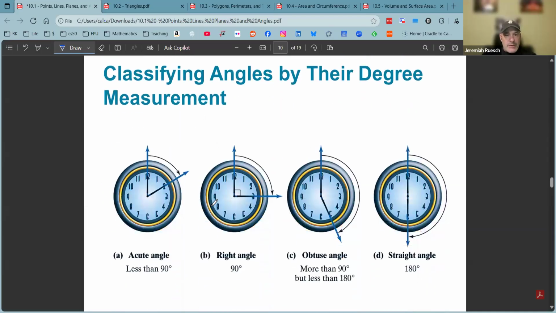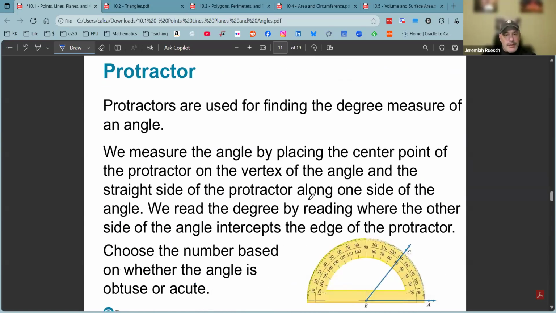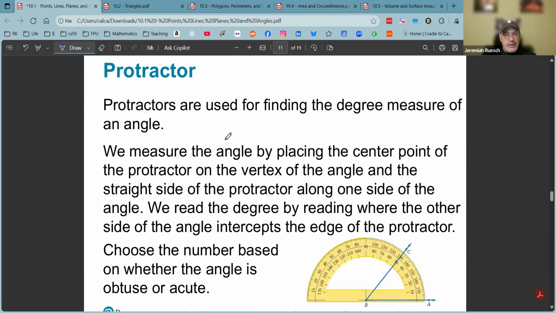Measuring angles by their measurement. Again, that's less than 90 degrees. 90 degrees would be at 3 o'clock or at 9 o'clock. 180 degrees would be at 6 o'clock, keeping noon as the standard here. Anything that's a right angle is 90 degrees. If the angle is less than 90, it's called acute. If it's greater than 90 but less than 180, we call it obtuse. We call 180 degrees straight. Looking at a protractor, you can find the measure using a protractor.